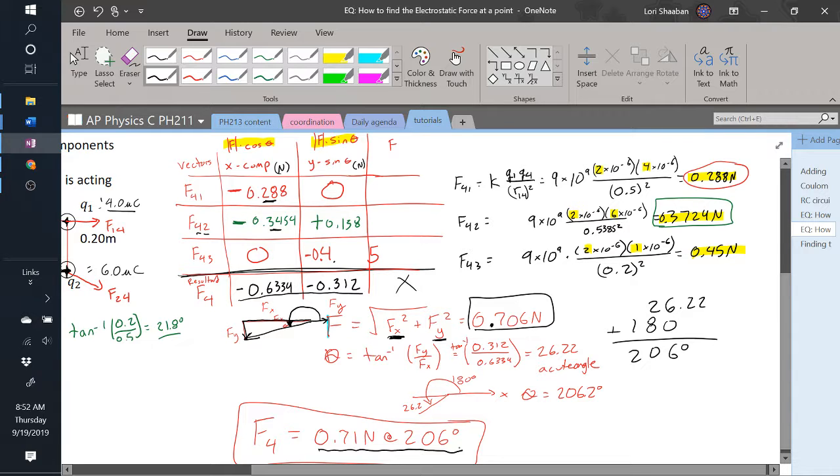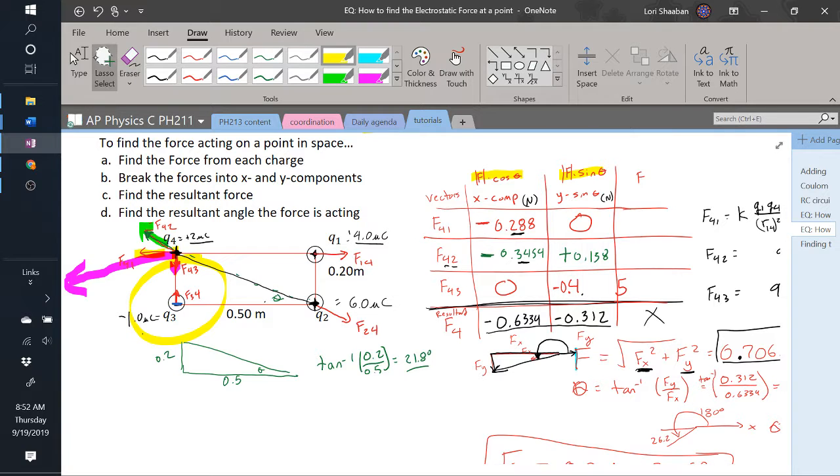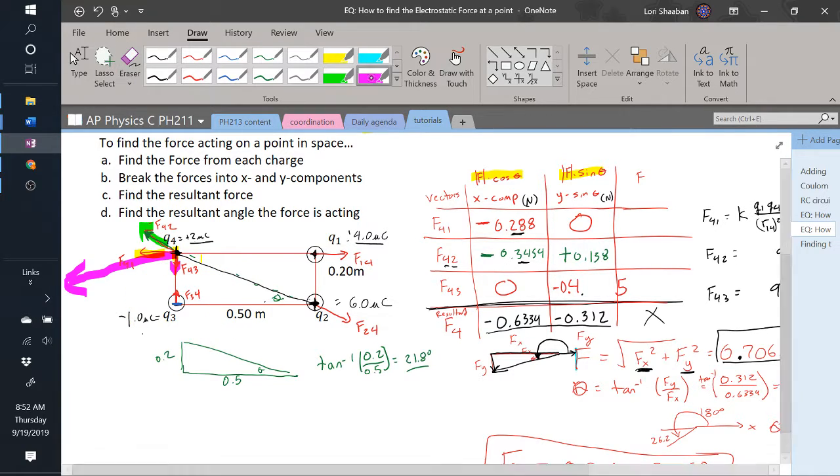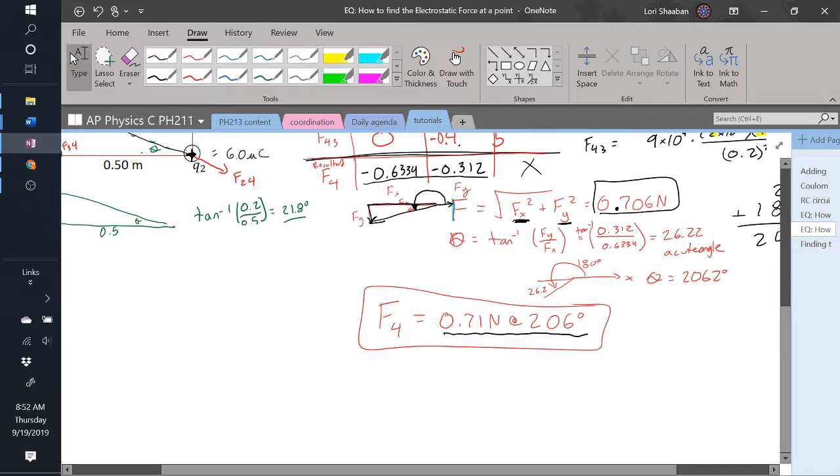Now let's take a look to see if it makes sense. Does it seem that we're going to have a force that goes down as a resultant? Well, it's hard to tell because it seems like there's so much force going upward. But since the charges 4 and 3 are so close together, the vectors we anticipated are actually a little bit longer. Those force vectors are longer than we thought. So the resultant force is 0.7 newtons acting at 206 degrees.